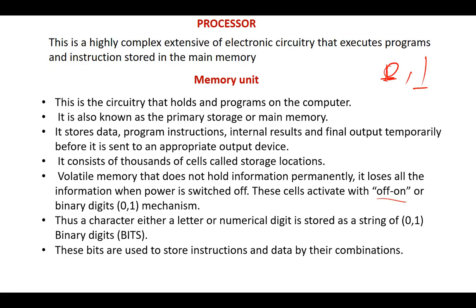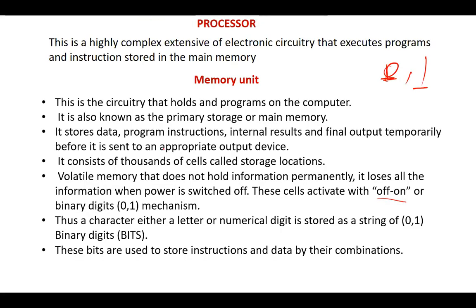These bits are used to store instructions and data by their combinations. What this last point means is that the bits are used to store data in the computer by combinations, meaning there is a way in which they are going to be combined. These are normally used for numbers and letters. When you press, for instance, the letter R on the keyboard, it has its own combination of these 0s and 1s. If you press, maybe, M, I'm just giving an example, I'm not saying it's the actual combination, you might find it's something like 0, 1, 1, 0, 0, 1, 0.